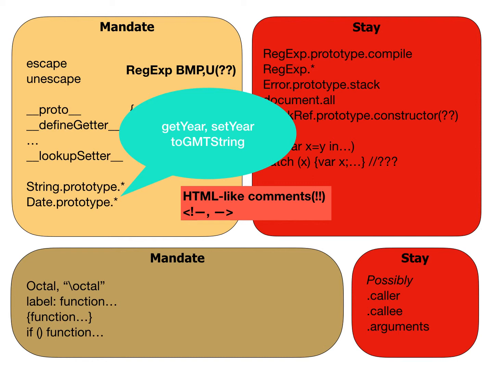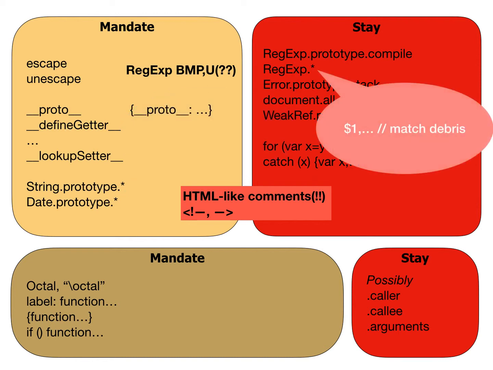On date, there's get year and set year, both of which are 2-digit years rather than 4-digit years, if I recall. So there was a Y2K problem with them. I think that was the issue. But in any case, they're universal, likewise toGMTString. That's the magic non-local regex properties that I mentioned.